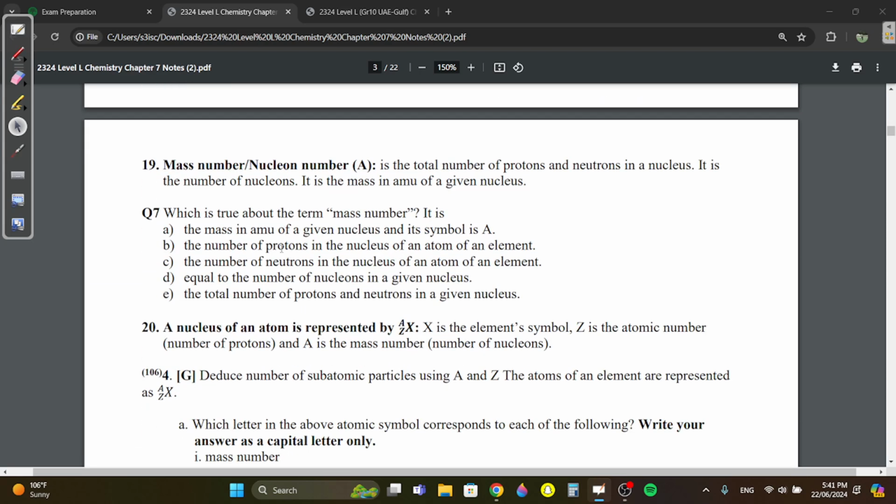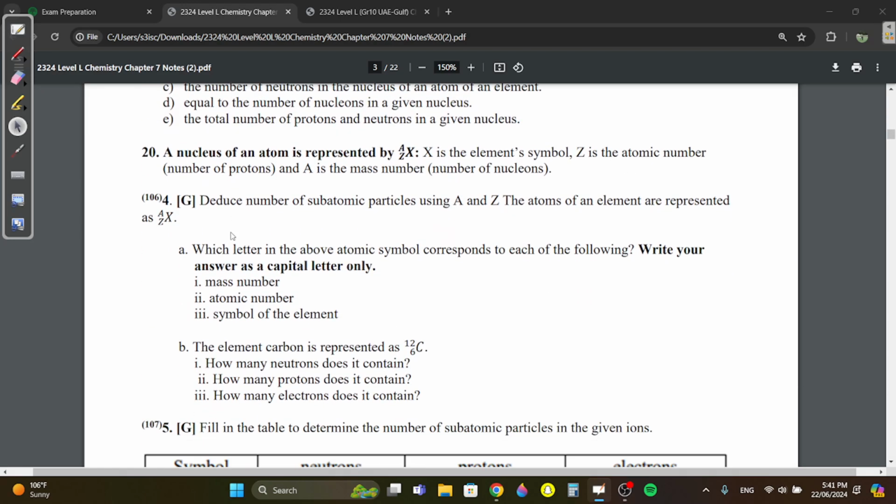Question 7. What is true about the mass number? It is the mass of a given nucleus, and its symbol is A. The number of protons in the nucleus? No. It's the number of neutrons? No. It's equal to the number of nucleons. Yes, nucleons are protons plus neutrons, the total number of protons and neutrons. Yes. A nucleus is represented by A, X, Z.